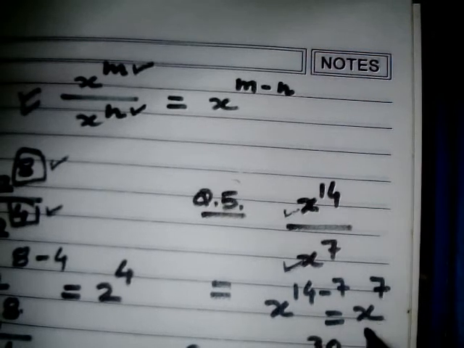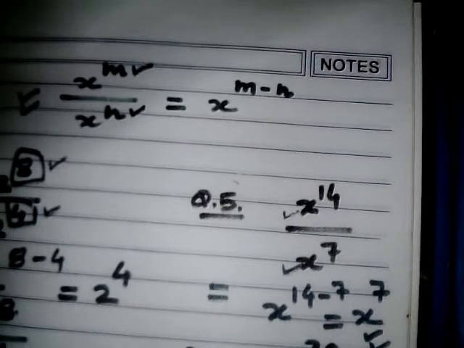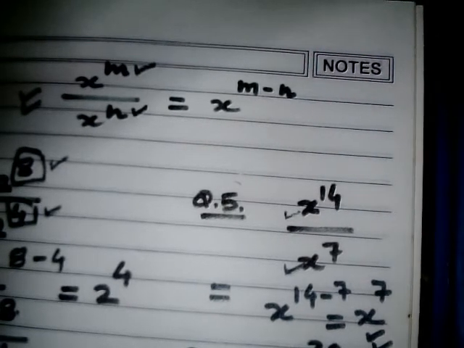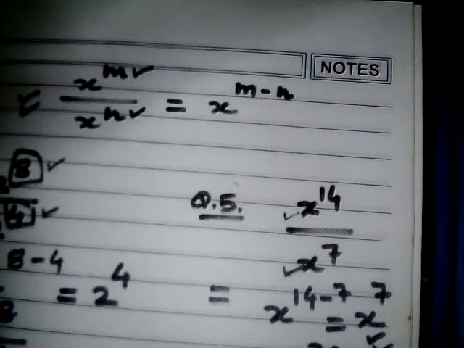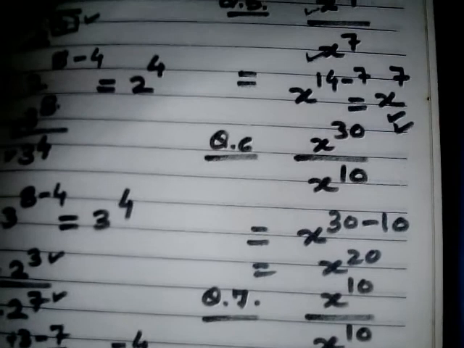The same way you need to attempt this question. x to the power 30 minus 10. So what can you do? 30 minus 10 is 20. So this is going to be the answer.